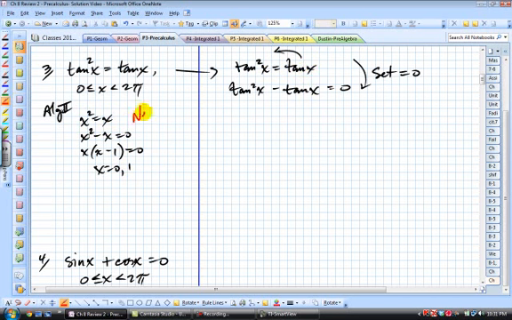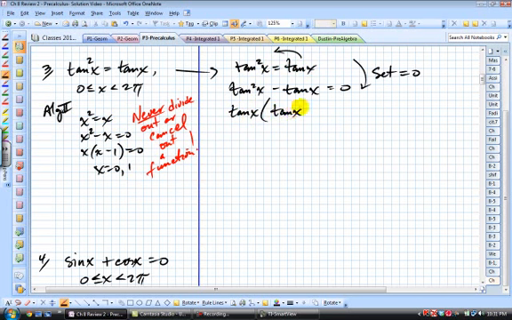So never, okay, divide out or cancel out, okay, a function. And I'm talking about a variable x too. Okay, never do that. Don't divide by tangent x here, don't divide by x here, because if you do, you eliminate solutions, and that's not good. Okay, just factor out the GCF. That's all you have to do.